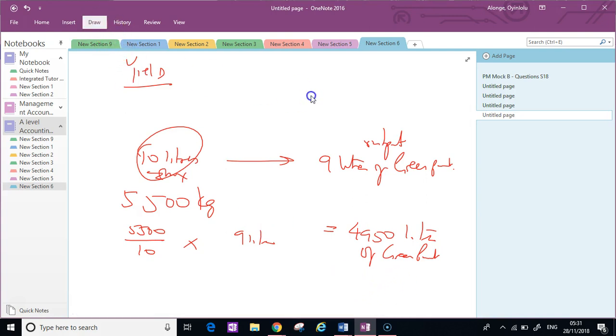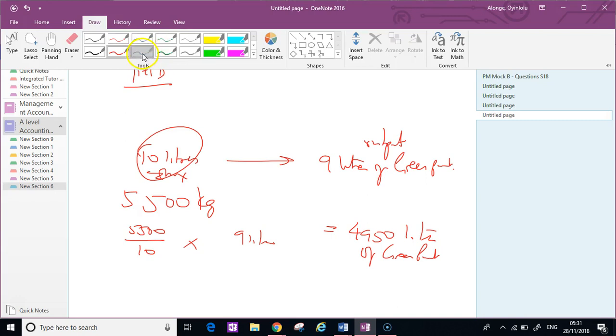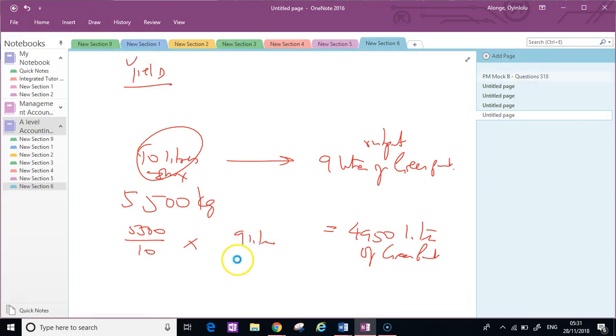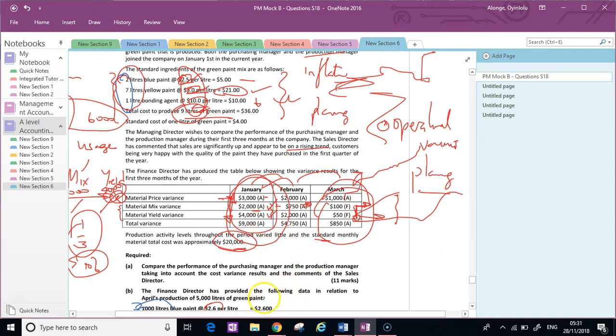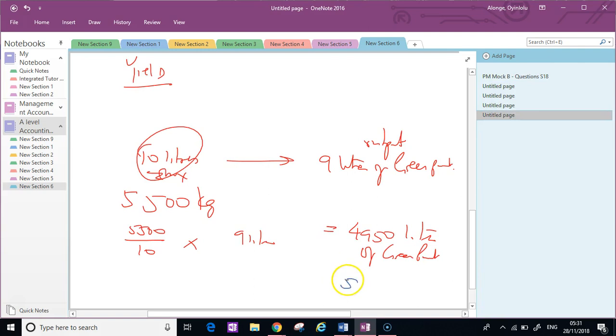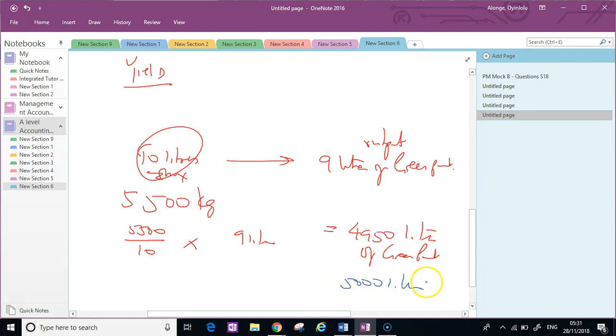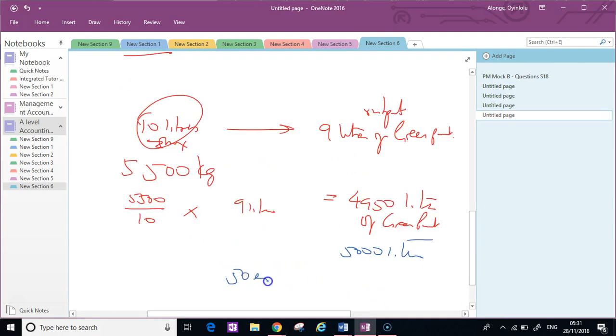I'll just change my pen color. We can see it here. It tells us in the question that you came out with 5,000 liters of green paint. So you actually did better than what we were expecting. That's 50 extra liters of green paint.